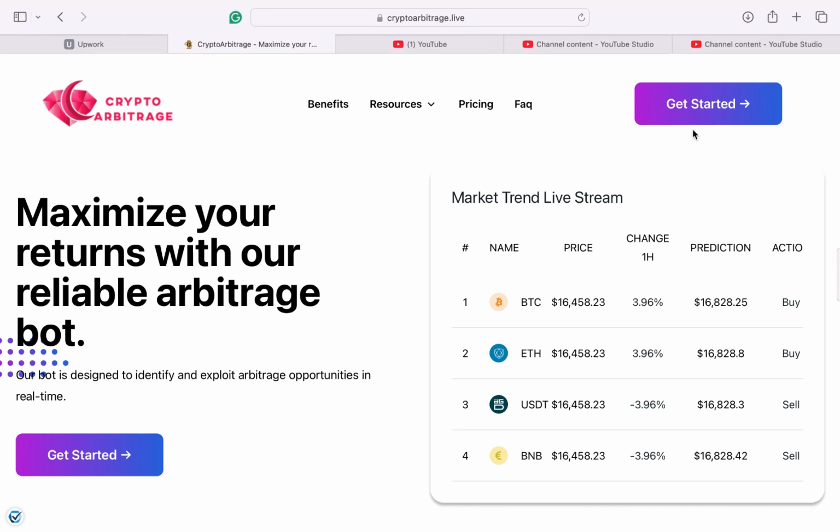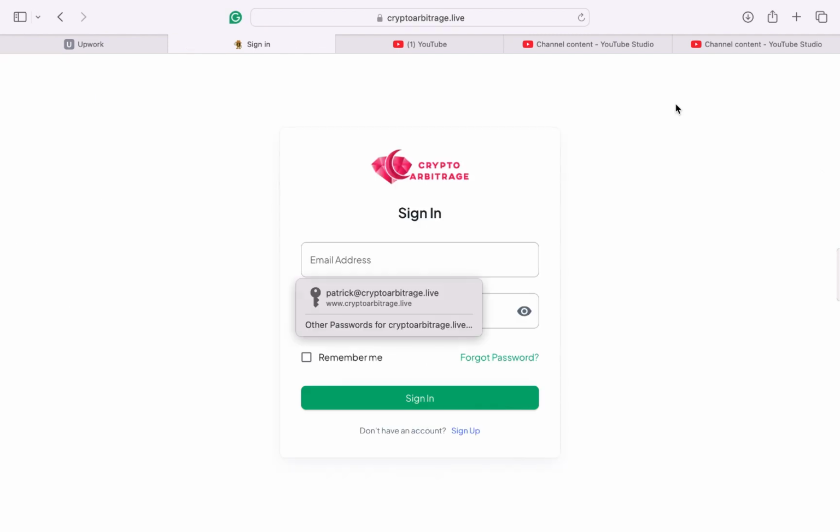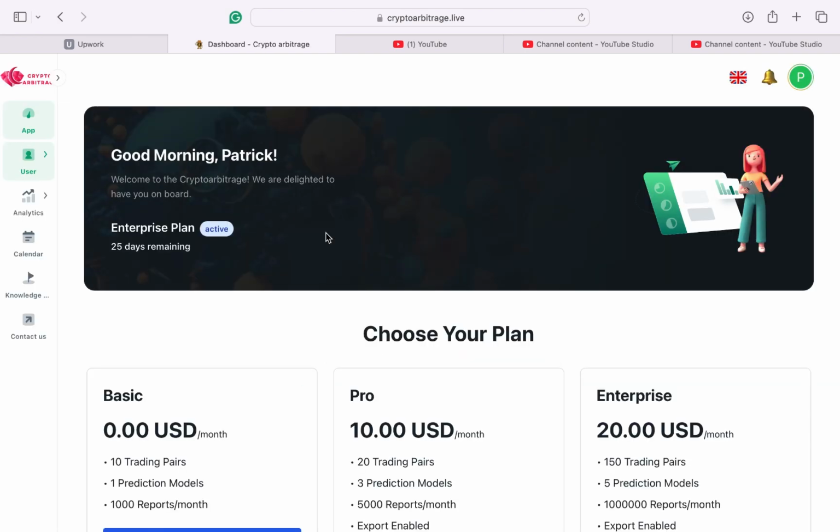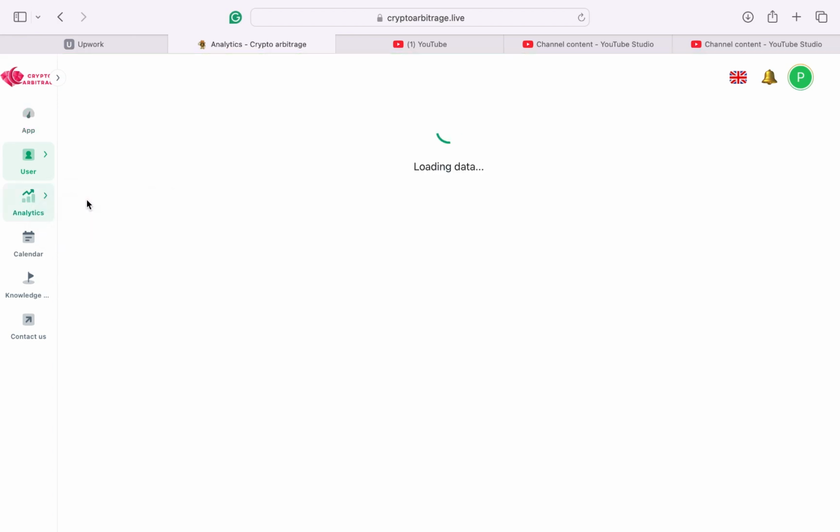Today I want to show you how to do statistical crypto arbitrage in Binance. So when you come over to this side and click sign in, use your account to sign in. Then I'm going to show you how the analytics look and how the whole arbitrage process looks.